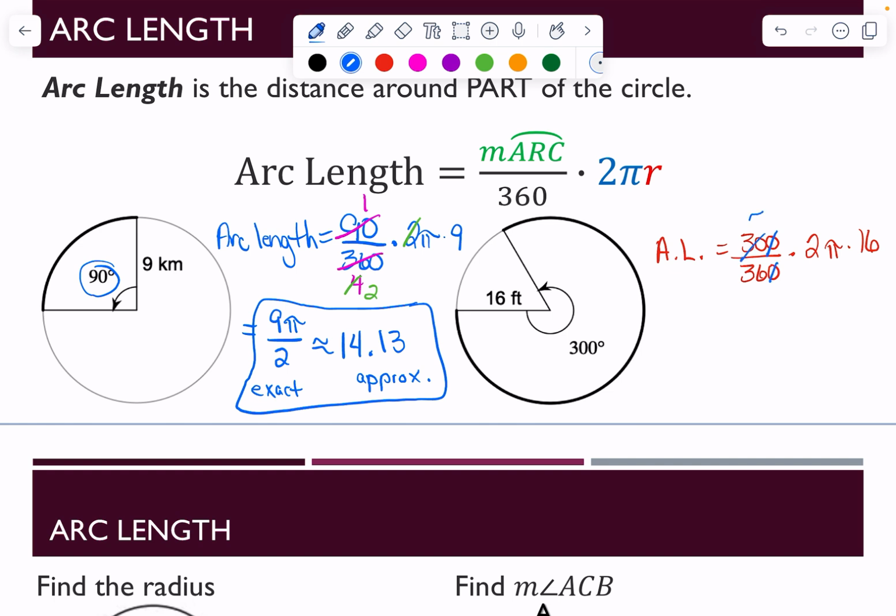6 goes into 30 5 times. 6 goes into 36 6 times. I also have this 2 would make a 1. The 6 would make a 3. And then that's pretty much it. So now I'm just going to multiply 5 times 16, which is 80 pi over 3.